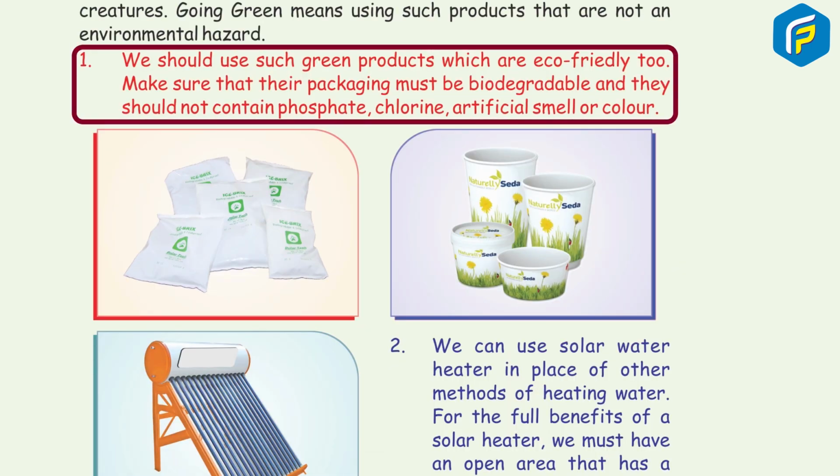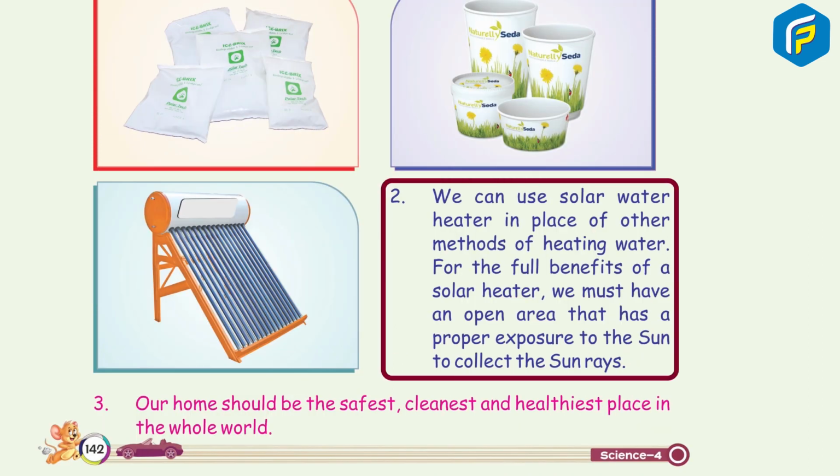1. We should use such green products which are eco-friendly too. Make sure that our packaging must be biodegradable and should not contain phosphate, chlorine, artificial smell or color. 2. We can use solar water heater in place of other methods of heating water. For the full benefits of a solar heater, we must have an open area that has a proper exposure to the sun to collect the sun rays.